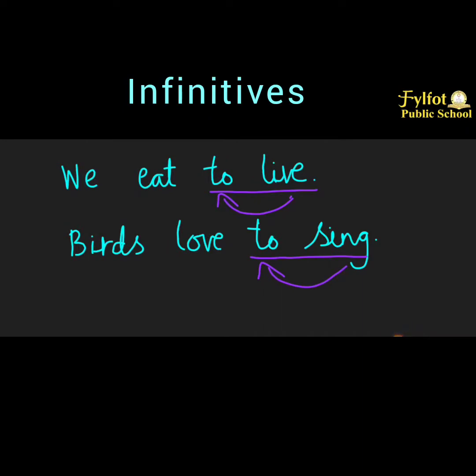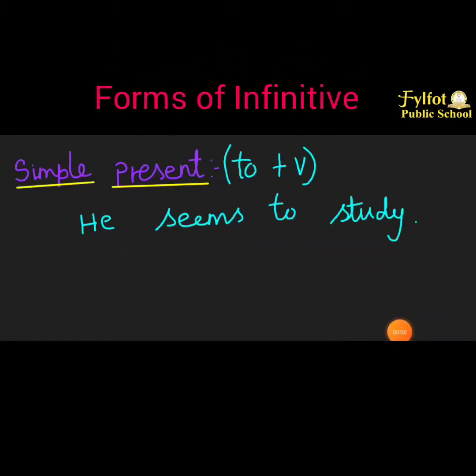So now let's move on to some forms of infinitives. Here is an example of the simple present form. The simple present form is to plus v. V means verb. So let's see an example. He seems to study. So this is the simple present form. You add to to the base form of a verb, to study.